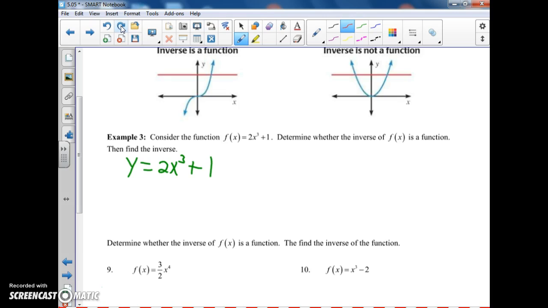Switch the x and the y. This is the same thing over and over again. Switch the x and the y. There we go. Okay, what's step number 2?